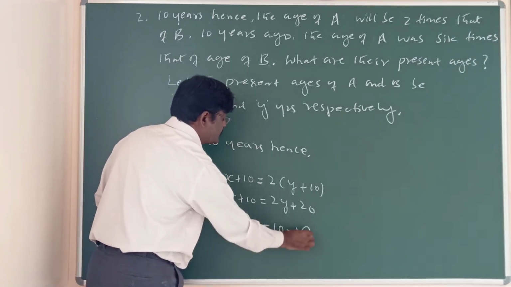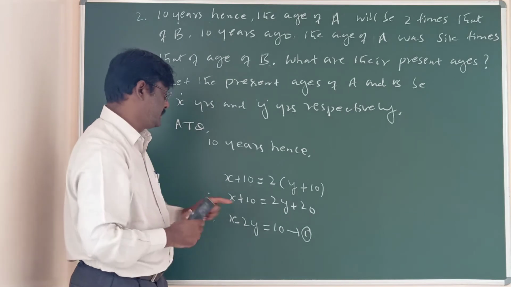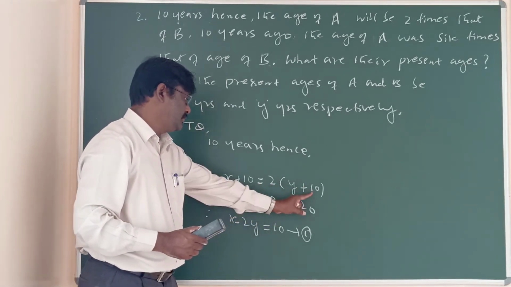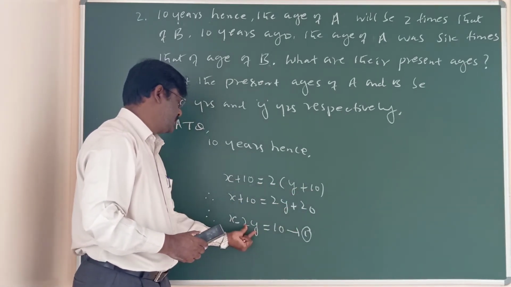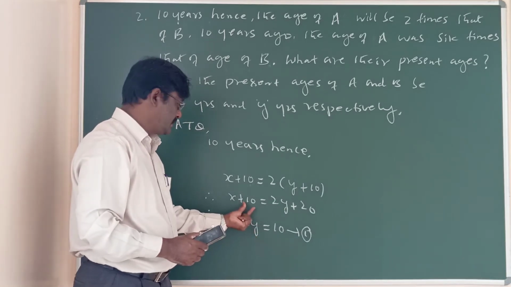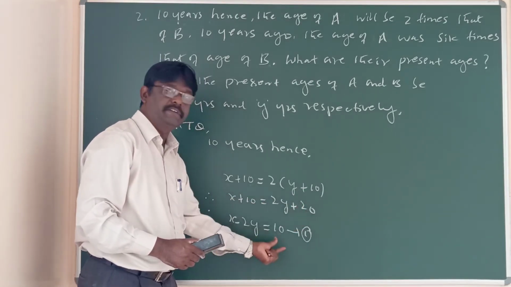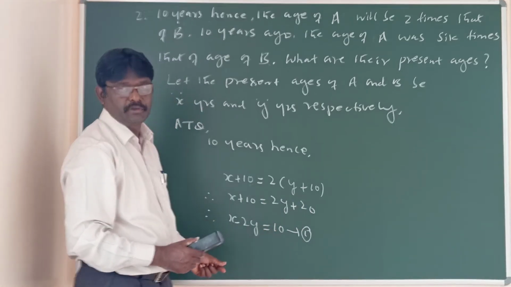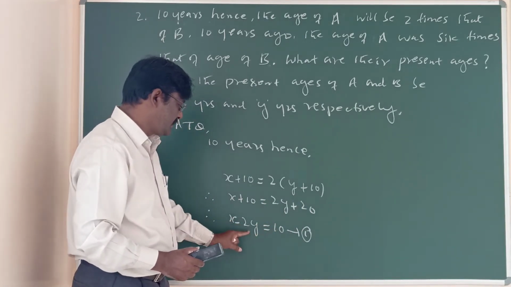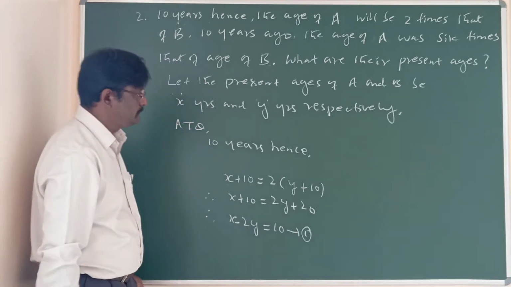Call this equation 1. I hope you got it. 2 into y is 2y, 2 into 10 is 20, plus 2y becomes minus, and plus 10 becomes minus 10. 20 minus 10 is 10. Therefore, it becomes x minus 2y equal to 10.